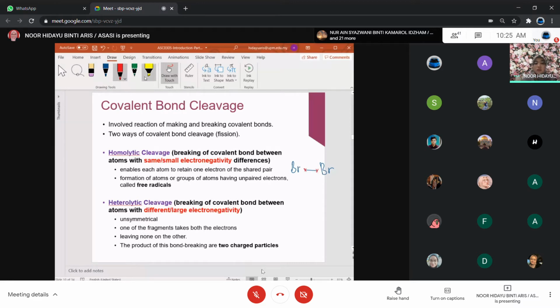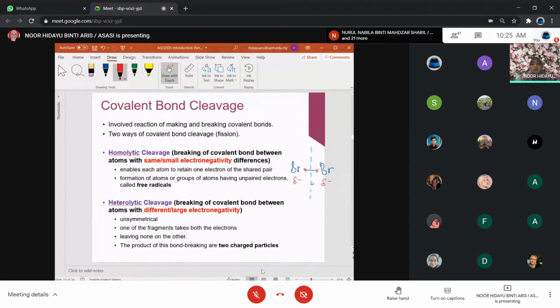Okay, right. So sekarang kita buat homolytic cleavage. Homolytic cleavage maksudnya bond ni will be break into two. Okay. Since the electronegativity between these two are the same, bromine here is partial negative, same goes to here, partial negative. Okay, apa yang akan berlaku?